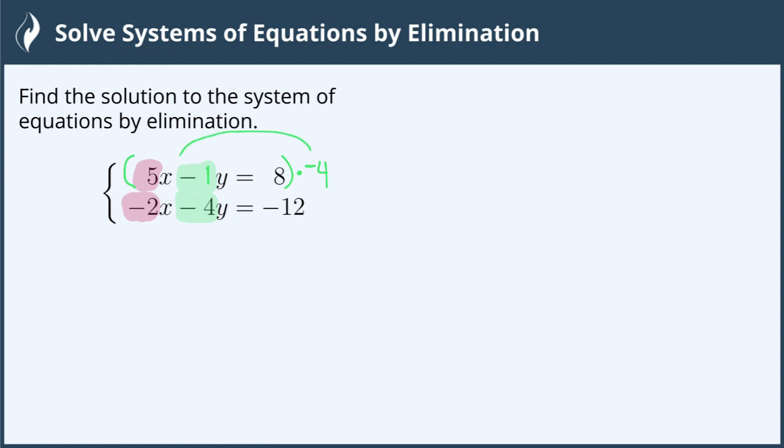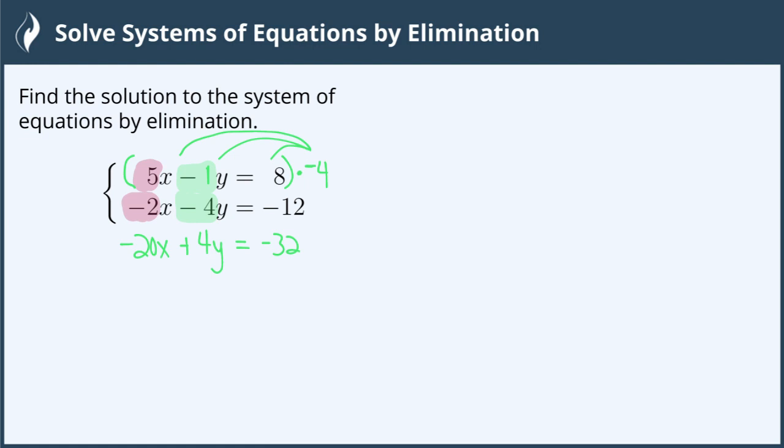Let's go ahead and distribute that -4 to the three parts of our equation. -4 times 5x is -20x. -4 times -y is +4y. And then we have our equals. -4 times 8 is -32.